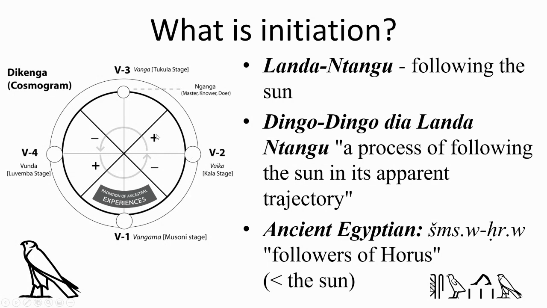And so it's similar in concept to the ancient Egyptian Shemsu Heru, or the Shemsu Hor, the followers of Horus. And we know that Hor is also, along with Ra, a symbol of the sun.